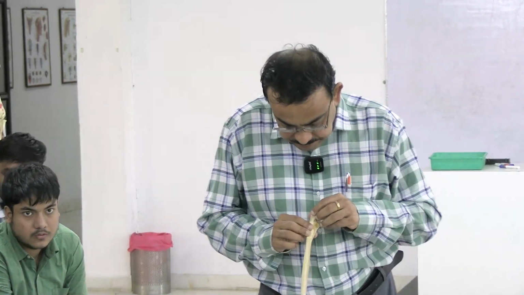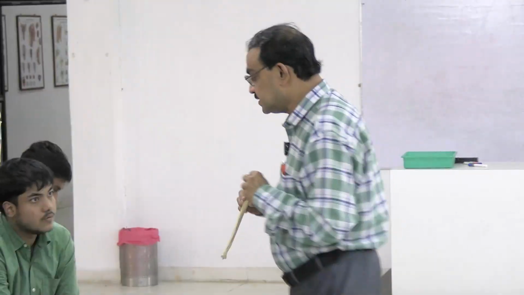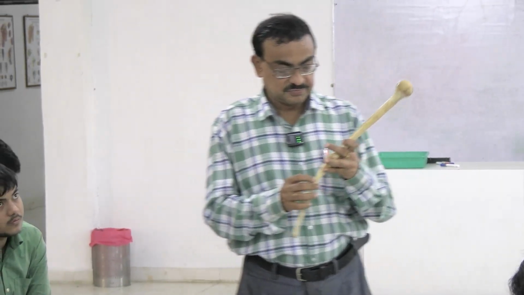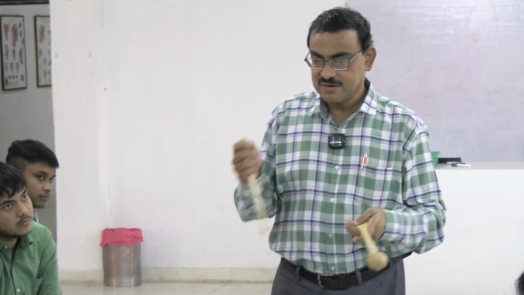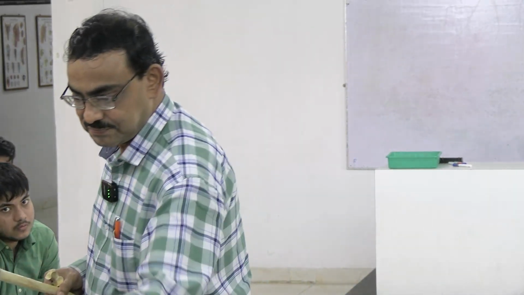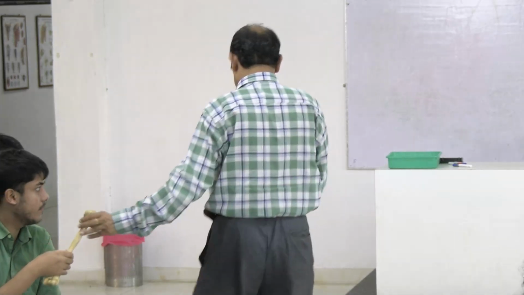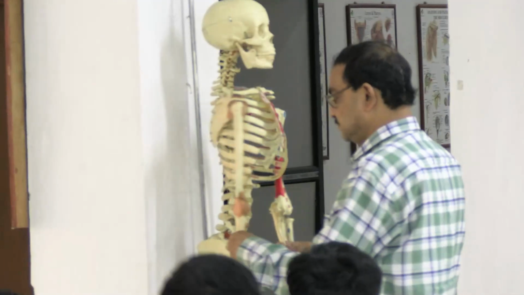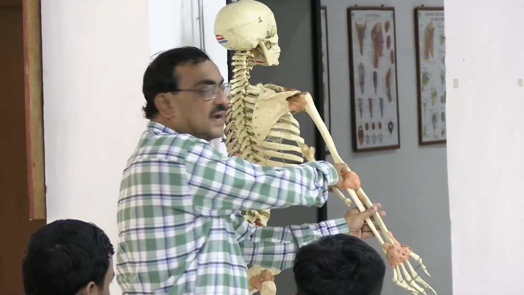This upper oval area is for the insertion of one muscle which takes origin from... Forget which side this is. This is actually a humerus. Let me see whose this is. Right, right. This is the lateral side.